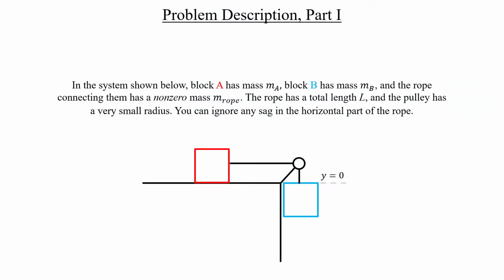So essentially we have our block and pulley system here, and block A, the red one, has mass M sub A, however you'd like to recite that. Block B is the blue one and has mass M sub B, and the rope connecting them has a non-zero mass, M rope. And so if the total length of the rope is L, and the pulley has a very small radius, and we get to ignore the sag in the horizontal part of the rope, then we have to do the following parts.